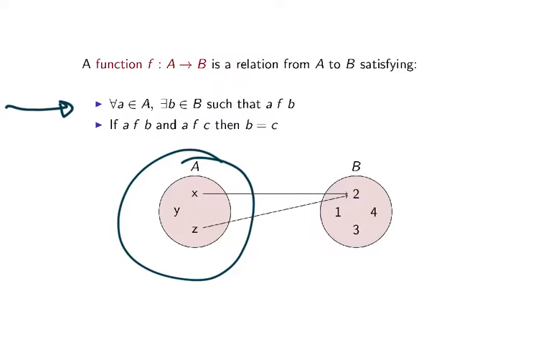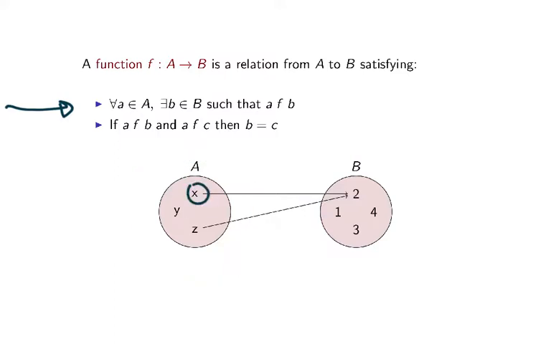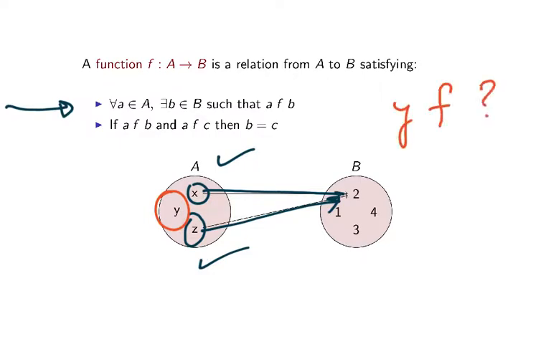We have to check that all the elements here have some corresponding element here. Well, that's not happening. X has a corresponding element, that's good. Z has one corresponding element, good. But Y doesn't have anything to correspond to. So Y does not relate to anything here. Because of that, it's not true that all the elements have some element to which they relate. So in this case, Y is alone there.